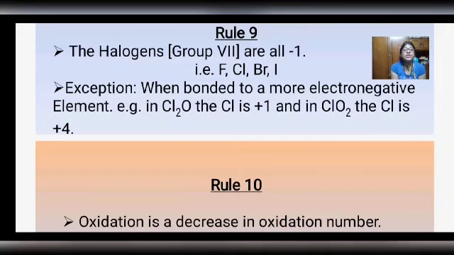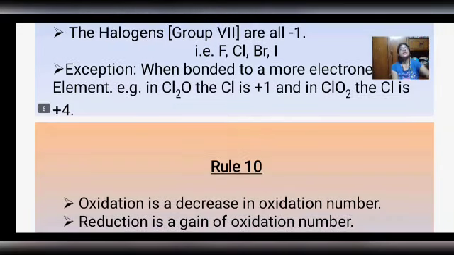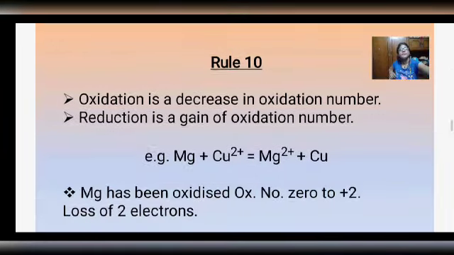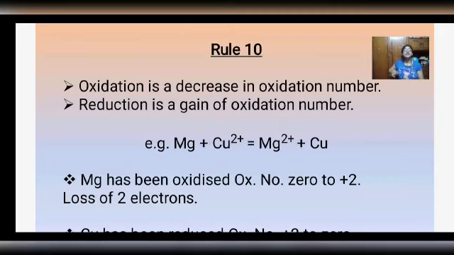When bonded to ClO2, Cl generally has an oxidation number of -1, but when bonded to oxygen, oxygen has a -2 charge. So, 2 chlorines will have +4 charges. That is it. Rule 10.